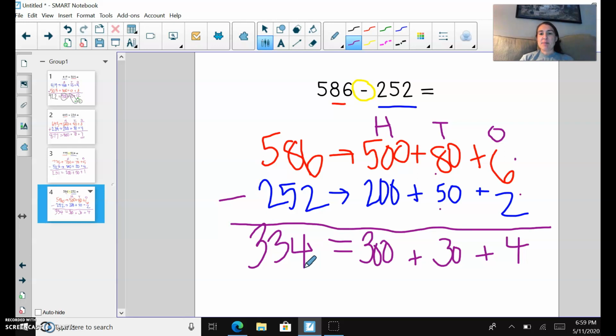So again, break it apart is my favorite strategy. I think it's the best because, in my opinion, it is the easiest one to set up and have it nice and neat and organized so you're most likely to get the correct answer.